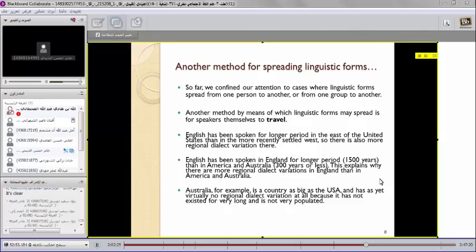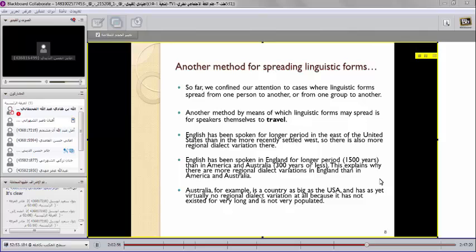So far we have confined our attention to cases where linguistic forms spread from one person to another, as we already discussed, or from one group to another. Another method by means of which linguistic forms may spread is for speakers themselves to travel. So when a speaker travels from one country to another, this actually causes the spread of linguistic forms. These are the main facts mentioned in this part.